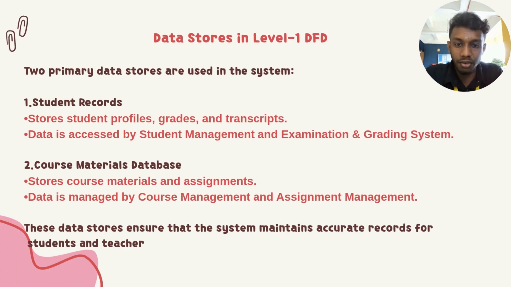And the main part of this level 1 is the data store, where there are two primary data stores, that is the student record and the course material database. For the first one, student records store student profile, grades, and transcripts. Data is accessed by student management and examination and grading system. The second one is the course material database, which stores course materials and assignments. Data is managed by course management and assignment management. These two data stores ensure that the system maintains accurate records for students and teachers.